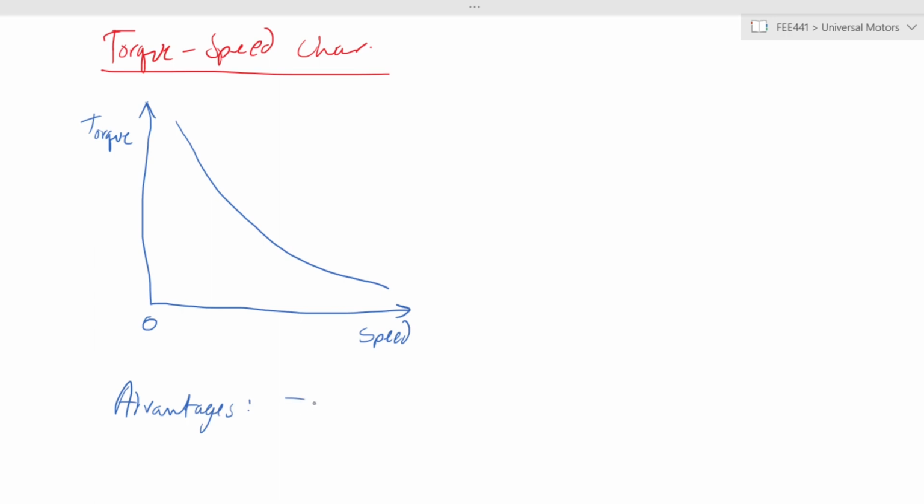So the advantages are it has a high starting torque, and it is usable for portable equipment.